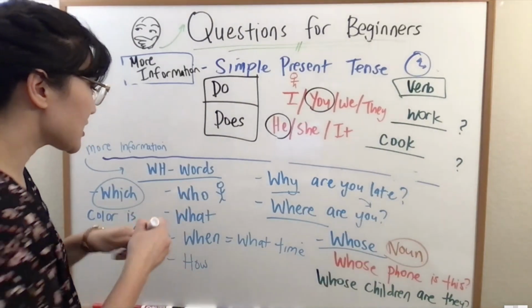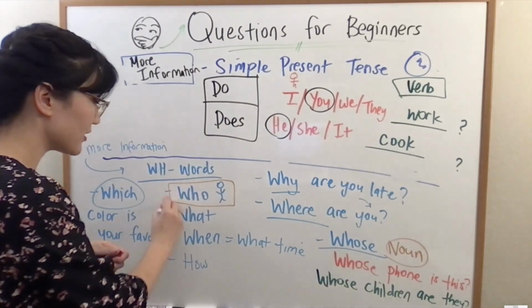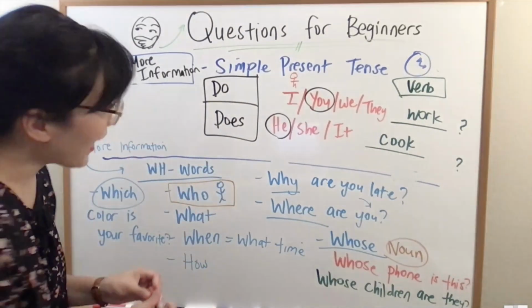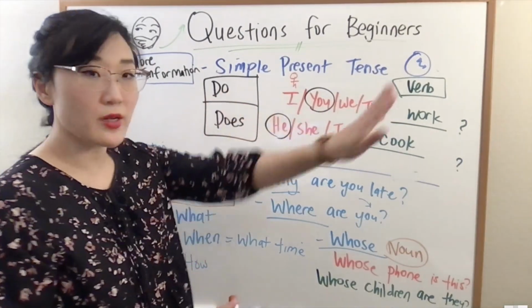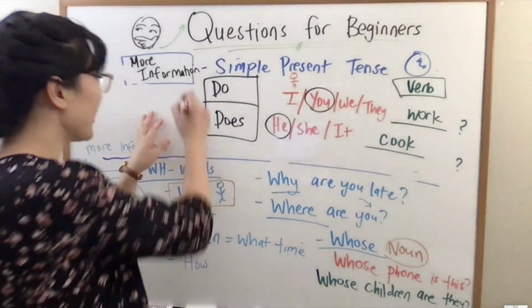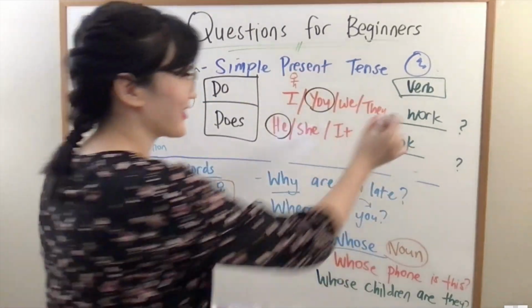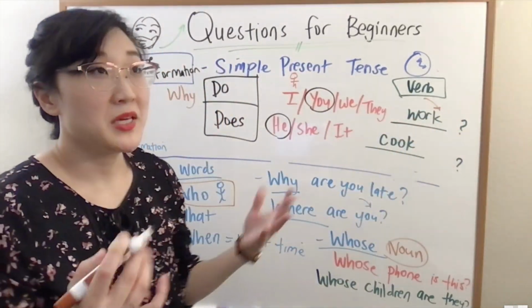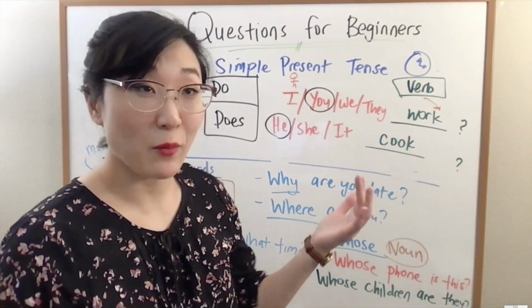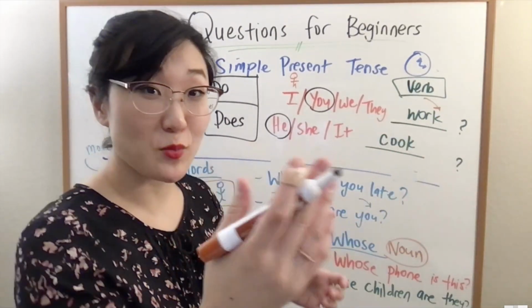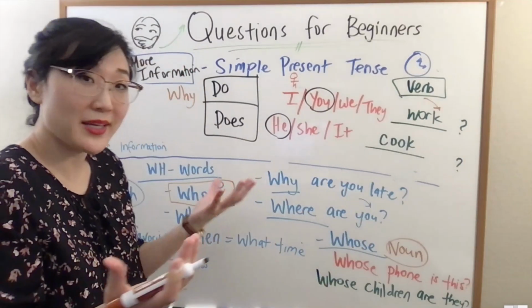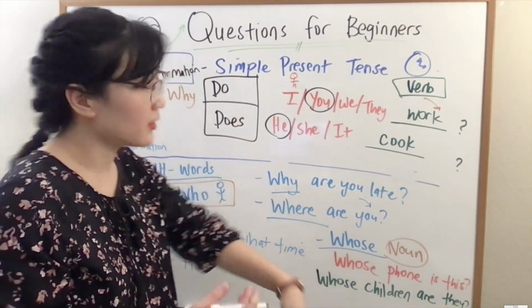Now, this one is special. We will talk about this one soon. But I can ask you, do you work? Why? Why do you work? Because, Caroline, I need money. I want to buy a new car. I want to buy a house. I need money. So why do you work?